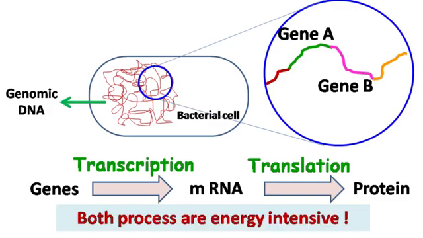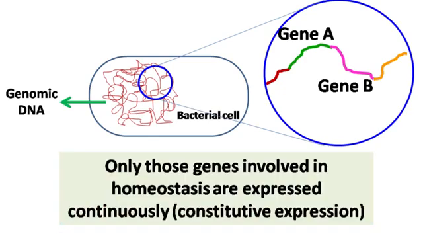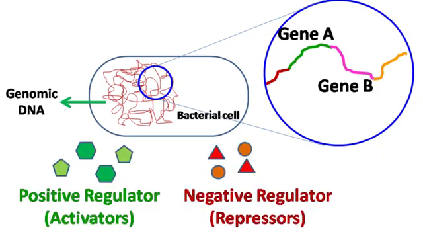Both transcription and translation are highly energy intensive, hence only those genes that are required for homeostasis are continuously expressed. This type of expression is known as constitutive expression. Most of the genes are controlled by the extracellular signals, which are usually molecules in the growth medium.